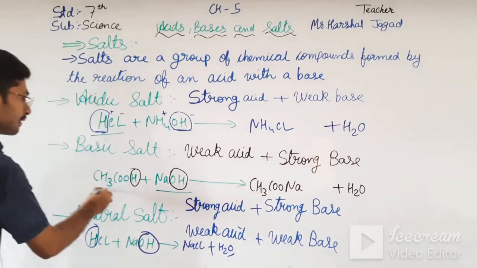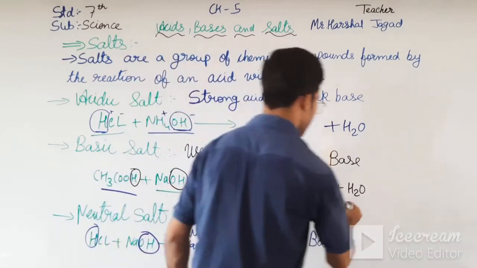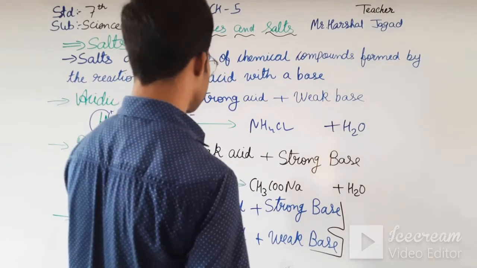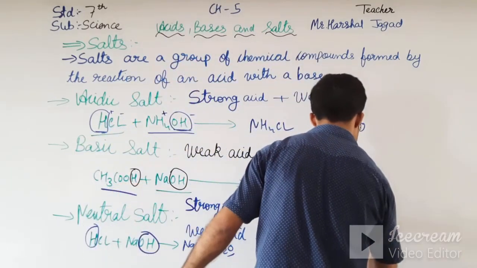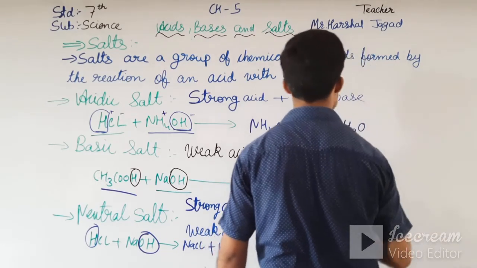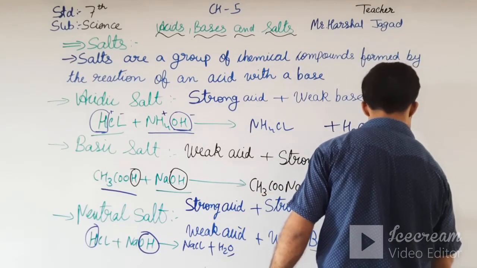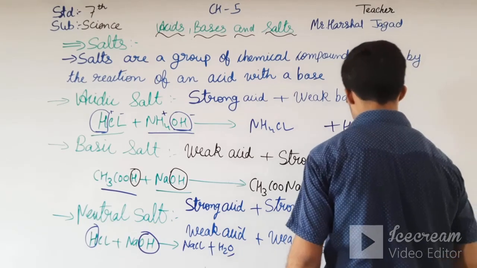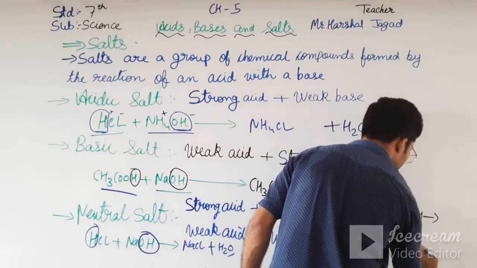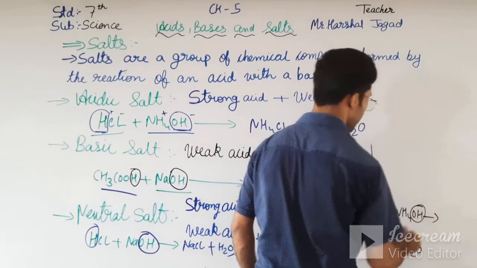Now weak acid, weak base. This is weak acid, weak base. For that I am writing over here. So first of all, weak acid, that is CH3COOH plus what? NH4OH. Now reacting this, what will we get? Plus water, that is H2O. The remaining thing we have to write. Please write down by yourself now.